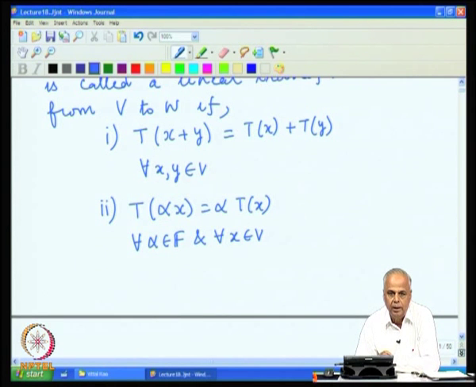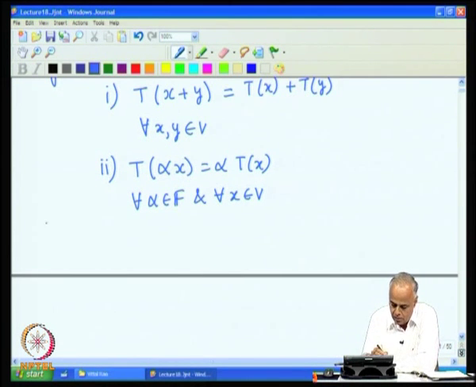Thus something is a linear transformation from V to W first if it is a transformation from V to W, and if it preserves this algebraic structure of the vector spaces, namely the addition and scalar multiplication operations. Note that the addition on the left hand side of this definition refers to the addition in V, because we are adding V vectors, and the addition on the right hand side refers to the addition in W, because we are adding W vectors. Similarly, the scalar multiplication on the left hand side refers to the scalar multiplication in V, and the scalar multiplication on the right hand side refers to the scalar multiplication in W.